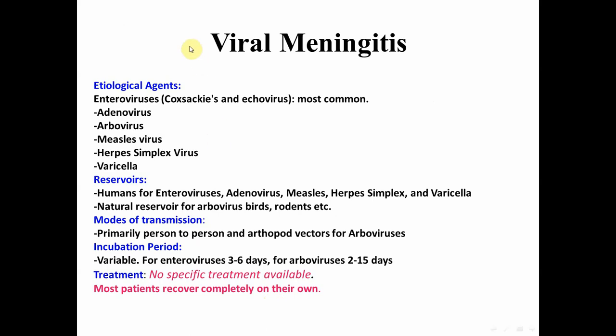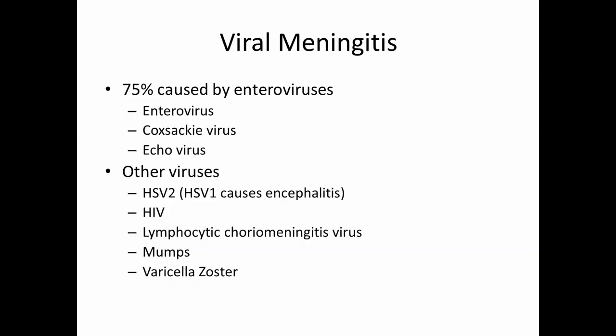So the most common aseptic meningitis is viral meningitis, and there are many viral causative agents: adenoviruses, arboviruses, measles, herpes, and varicella. Reservoir is the human being. Mode of transmission is primarily person to person. Vectors could be the cause. Incubation period is 3 to 6 days usually. Treatment: no specific treatment is available. Most patients will recover within a few days. In viral meningitis, 75% is caused by enteroviruses, so this is the most common cause of viral meningitis.